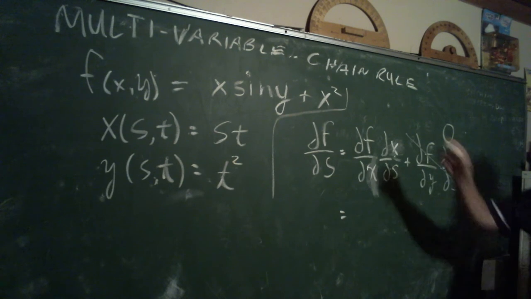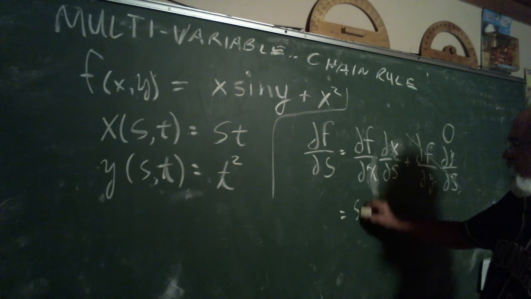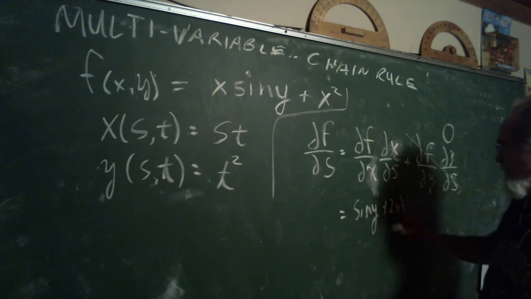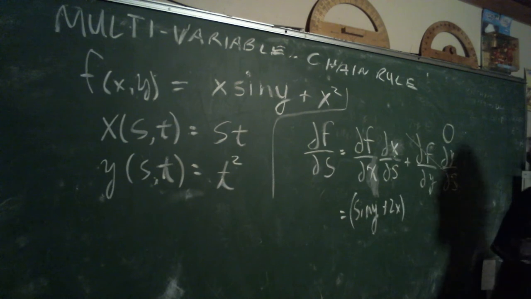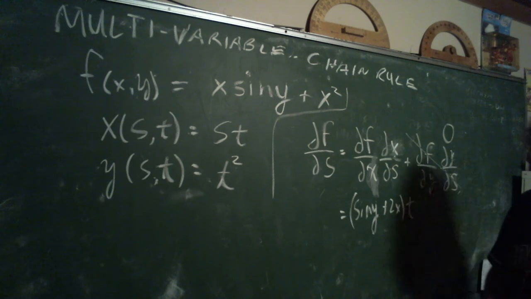So partial of f with respect to x, the same thing I had before. Partial of f with respect to x is sine y plus 2x. And now it's times the partial of x with respect to s, which is a t. And we are done. Just leave it like that. Isn't that fun? So chain rule is easy.